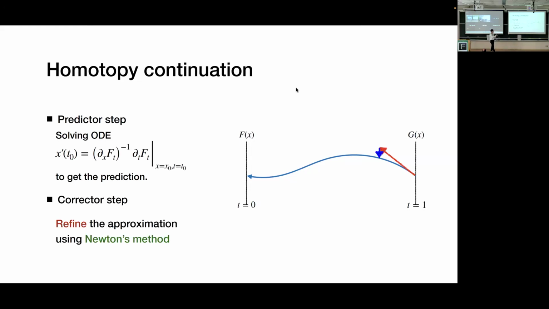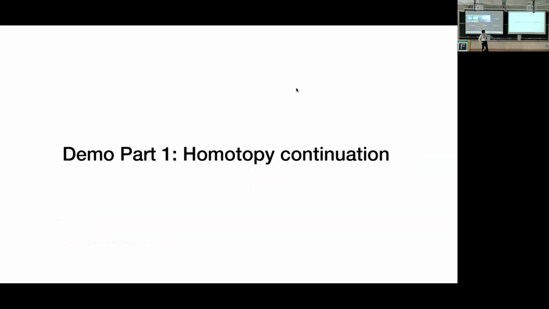By using something like Newton's method, you refine it in order to get a point which is close to the solution path. And this is the predictor-corrector step. Tracking the homotopy is just repeating these two steps, predictor and corrector, predictor and corrector. This type of method is called the predictor-corrector method. This is how we usually implement homotopy tracking. And this is probably the part that I want to mention today.